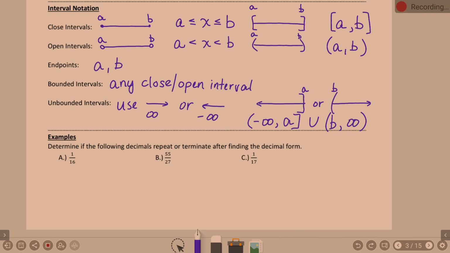Determine if the following decimals repeat or terminate after finding the decimal form. Now, if you don't have a calculator with you and you want to grab one real quick, you can grab one from here and see if you can figure out anything on it. We're going to write the decimal answer down, and then we're also going to answer the question.